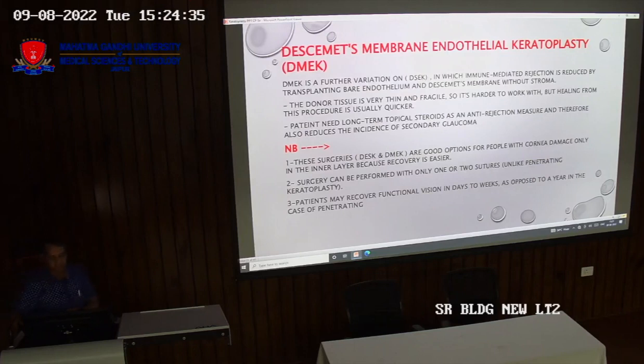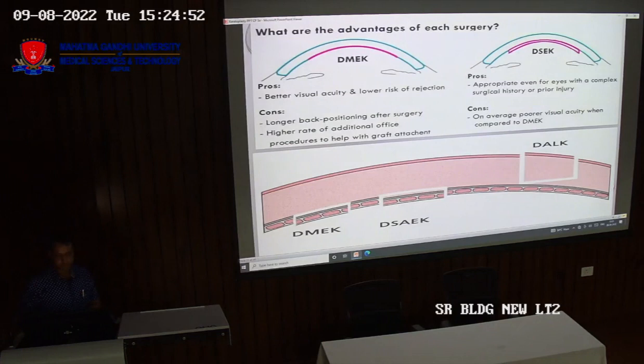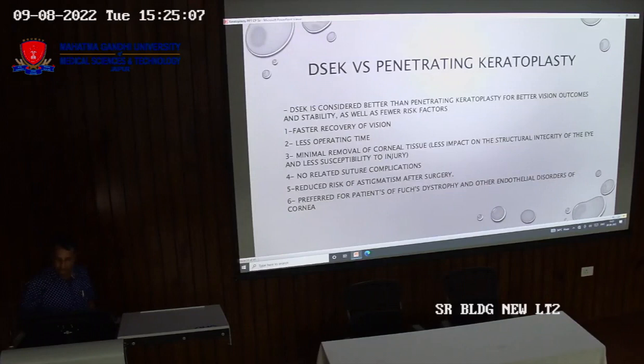These surgeries are good options for people with cornea damage only in the inner layer because recovery is easier. Surgery can be performed with only 1 or 2 sutures. Patients may recover functional vision in days to weeks as opposed to a year in the case of penetrating keratoplasty. So the advantages of DMEK and DSEK are better visual acuity and lower risk of rejection in DMEK compared to DSEK, while there is long face-up positioning after surgery and a higher rate of additional office procedures in DMEK. So DMEK is more complicated than DSEK.